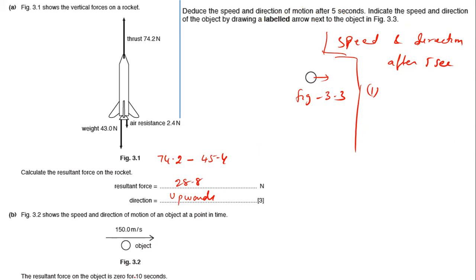When there is no force acting on the object, will the velocity change? No. So which means the direction is also in this direction and the speed is also 150 meters per second, correct? So therefore, it is again 150 meter per second and the direction is also in this direction. Indicate the speed and direction of the object by drawing a labeled arrow. Okay, that's what we have done.